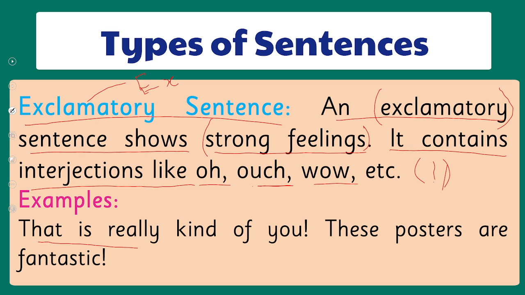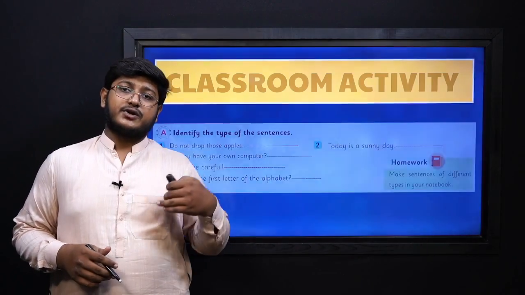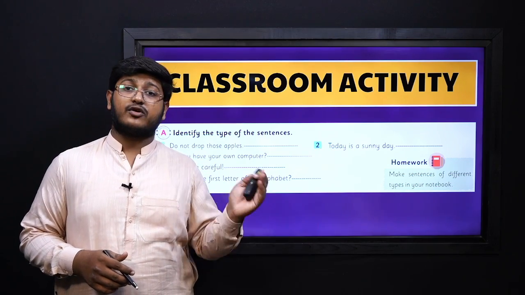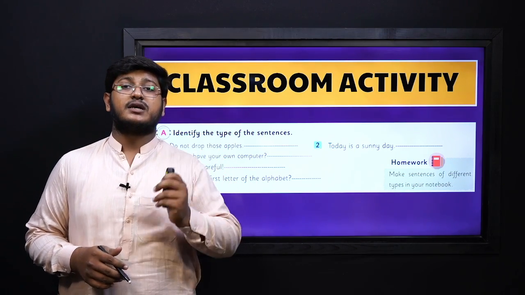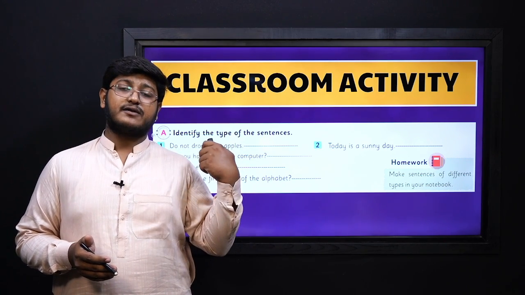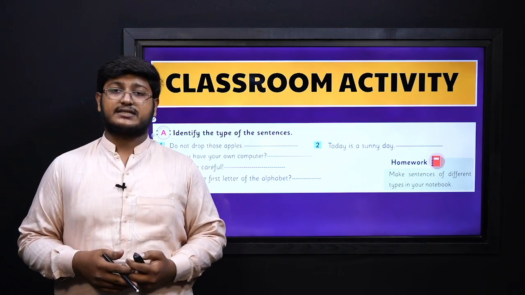So what is the example? That is really kind of you. Because there is an exclamation mark and you are showing a strong feeling of gratitude, that's why it's an exclamatory sentence. These posters are fantastic! Because you are showing a strong emotion and using the exclamation mark, that's why it's an exclamatory sentence. So I hope you students have understood what the types of sentences are and on which basis we categorize these sentences, on the basis of the content, on the basis of the message. So use the knowledge which you have learned in the form of the types of sentences, and attempt this activity.